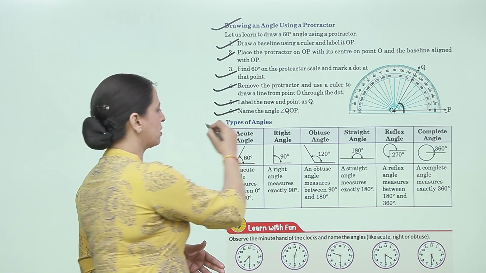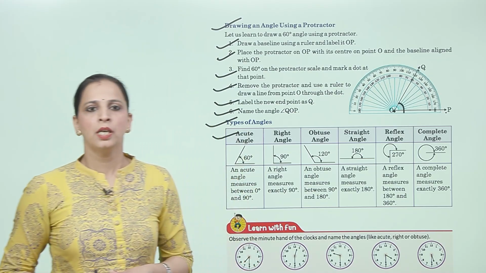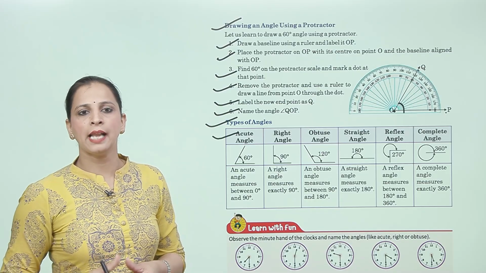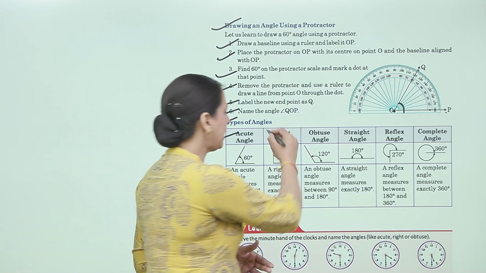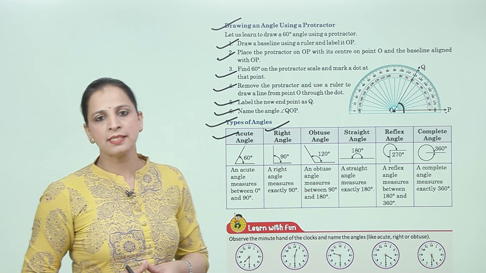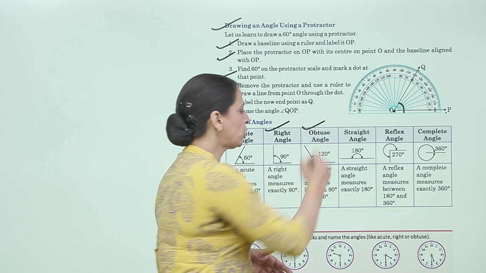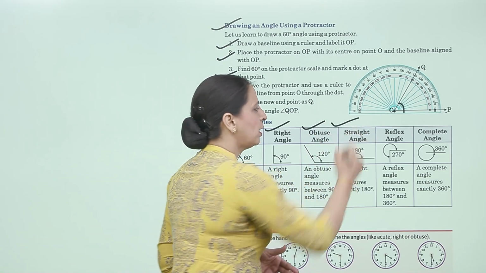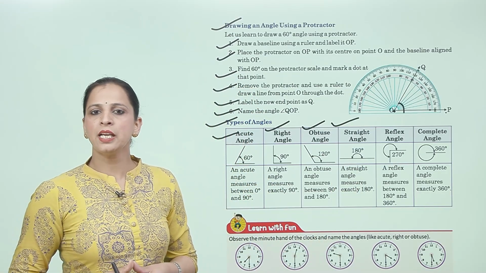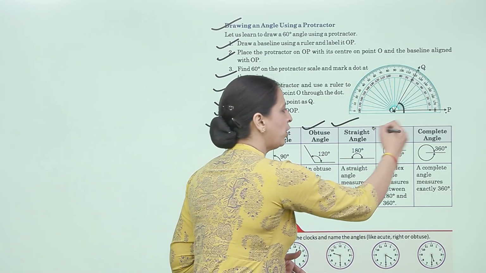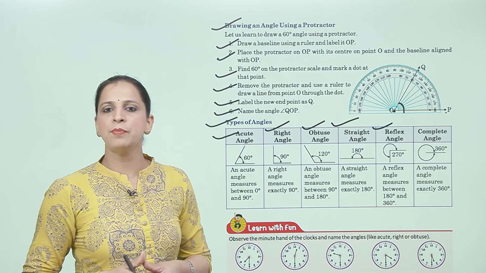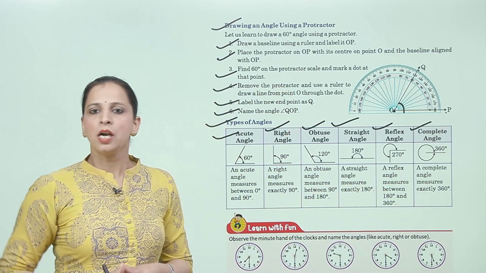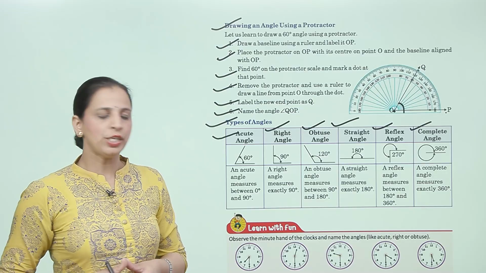Now types of angles. Acute angle. An acute angle measures between 0 degrees and 90 degrees. Right angle. A right angle measures exactly 90 degrees. Obtuse angle. An obtuse angle measures between 90 degrees and 180 degrees. Straight angle. A straight angle measures exactly 180 degrees. Reflex angle. A reflex angle measures between 180 degrees and 360 degrees. Complete angle. A complete angle measures exactly 360 degrees.